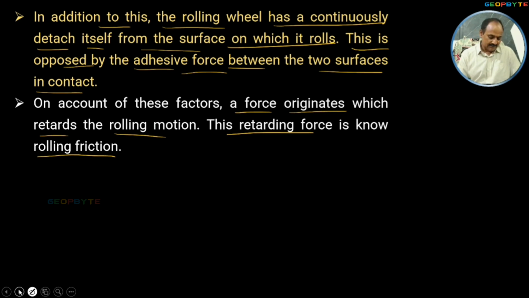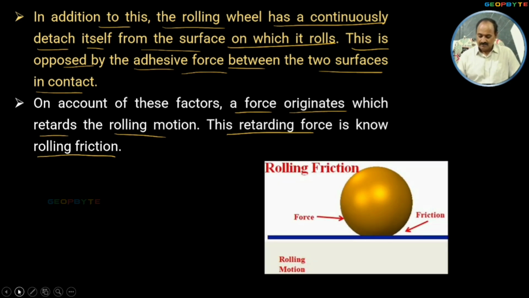Okay, it is like this. Look at the figure, see how this wheel is rolling in this particular direction. So the frictional force is developed. This is the rolling frictional force, I can say Fr. The frictional force always develops opposite to the direction of motion. Understood clearly?